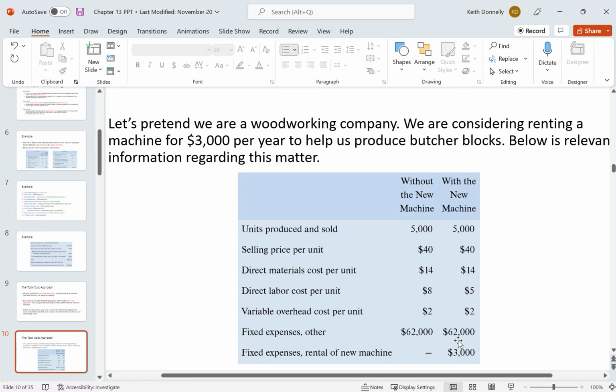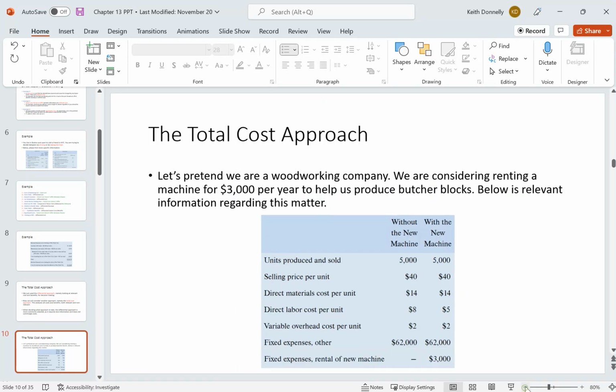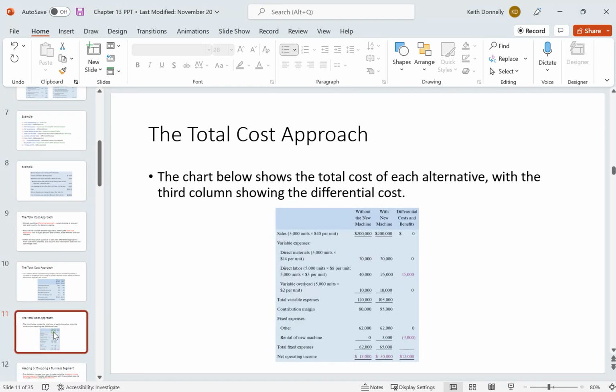The main difference between these is going to be the direct labor cost per unit, the 5 versus the 8, and then the fixed expense of renting the machine, 3 versus 0. In other words, if you rent the machine, it's going to cost you 3,000 bucks. It's going to lower your direct labor costs. If you don't rent the machine, you won't have that 3,000, but you're going to have higher direct labor costs. Okay, so let's analyze this under the total cost approach.